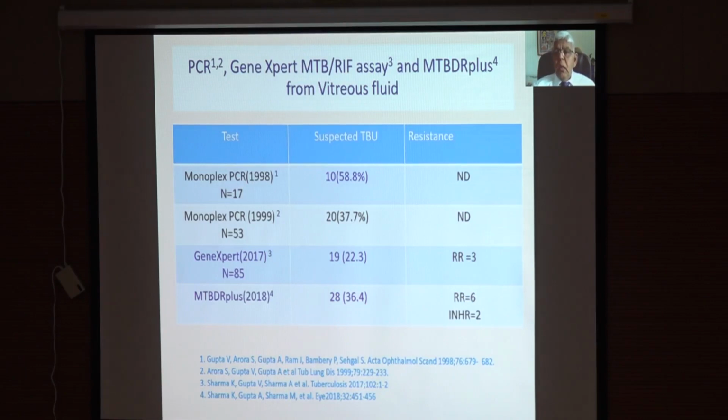In subsequent years, we thought that we were earlier using probes which were prepared in-house, so let's use some commercial techniques which are automated, where you load the sample and they give you a real-time PCR. You can use a GeneXpert, for instance, and the sensitivity again went down substantially, and so it was with the line probe assay. These are not specifically designed for sampling ocular tissues or ocular fluids, and the sensitivity is rather low.